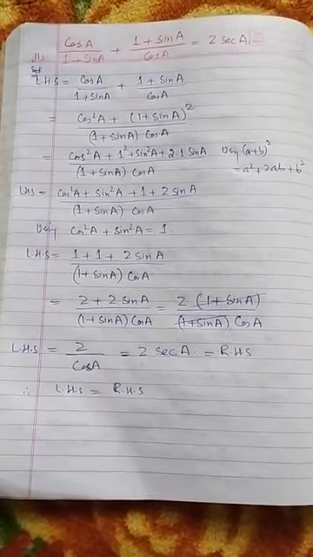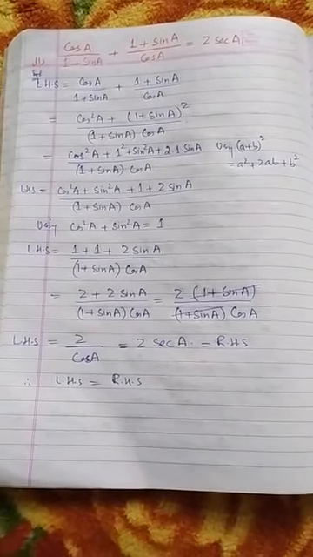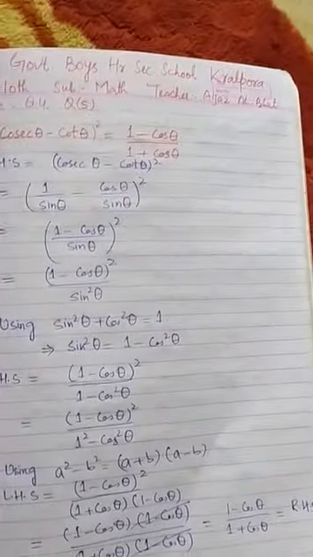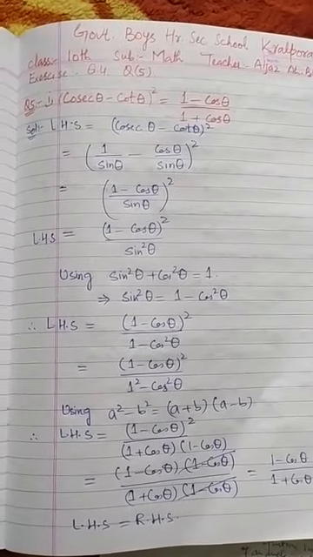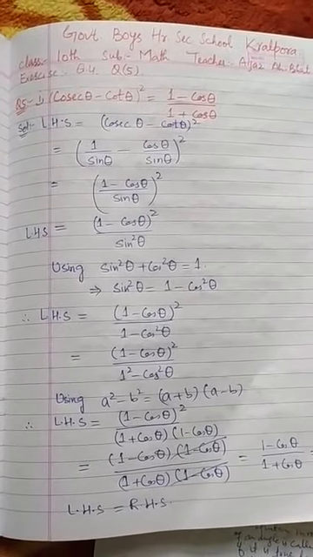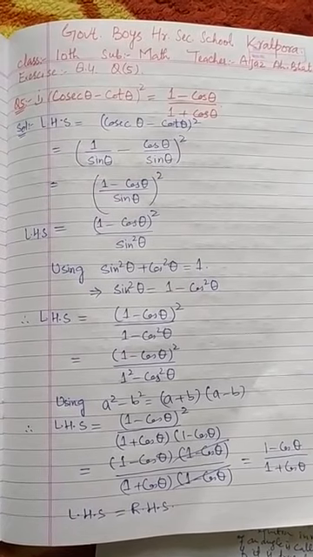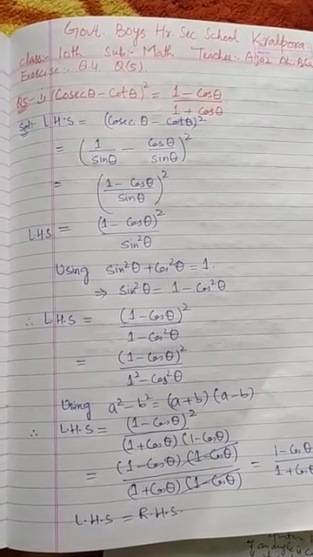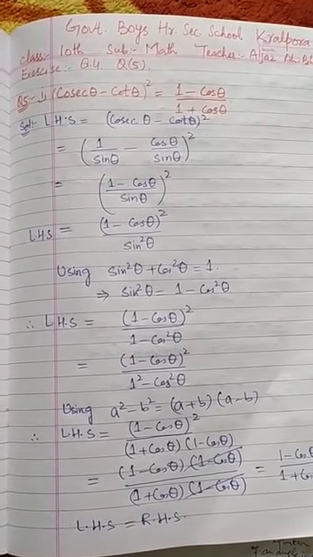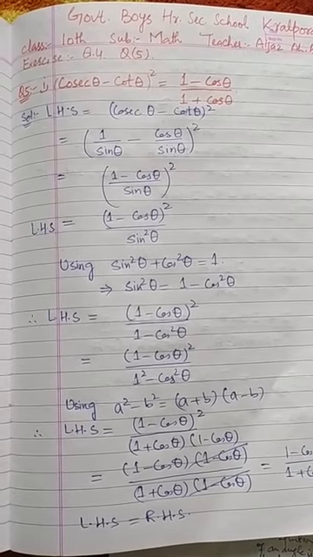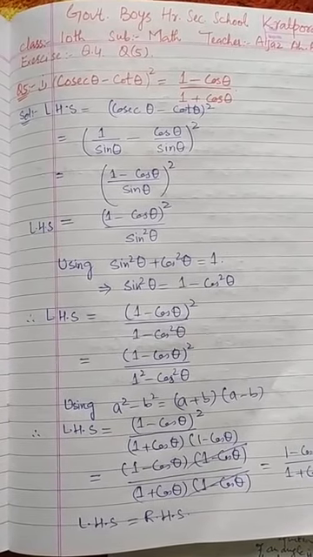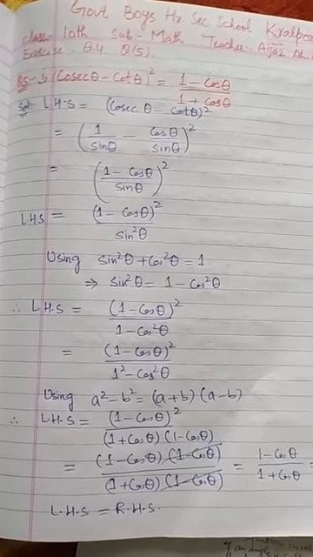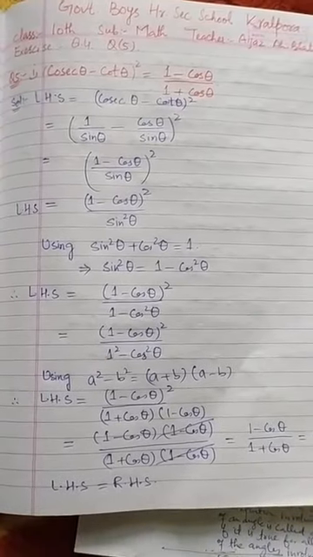I think you have understood a bit. So I discussed the two questions, that is (cosec theta minus cot theta) whole square is (1 minus cos theta) divided by (1 plus cos theta). So here we write the LHS first, that is cosec theta minus cot theta. I simply changed it into sin and cos. Then I used the identity, that is sin square theta plus cos square theta is equal to 1, and in the end I derived the result.